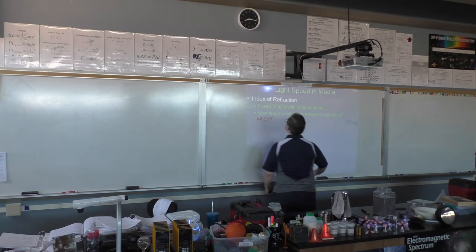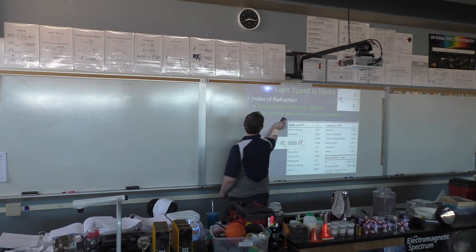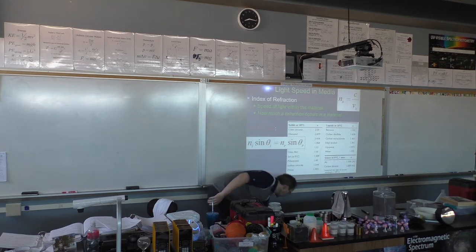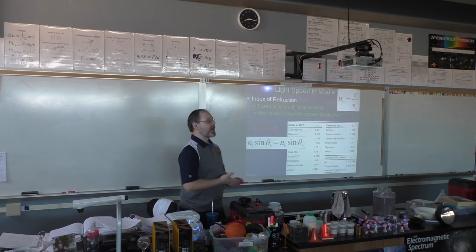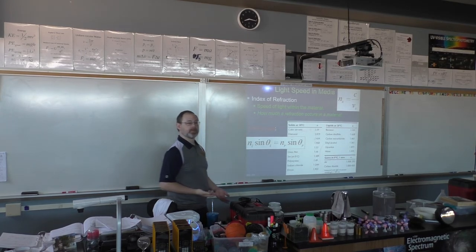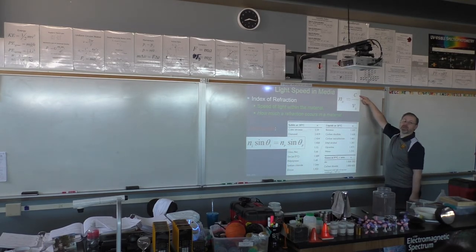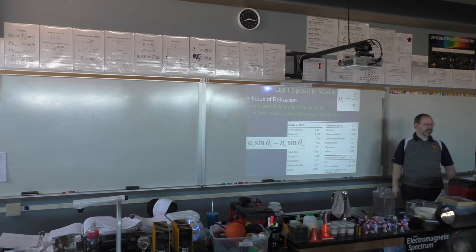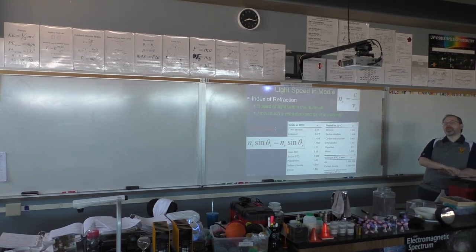All right. So, the index of refraction is a ratio of how fast light moves in that medium versus how fast light travels in a vacuum. The index of refraction of air is about 1. The index of refraction of vacuum is exactly 1. The slower light moves, the larger the index of refraction.